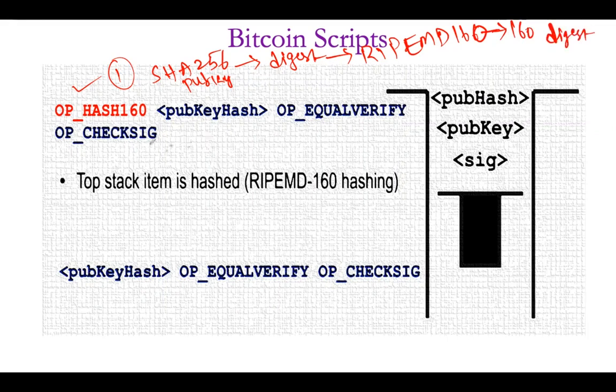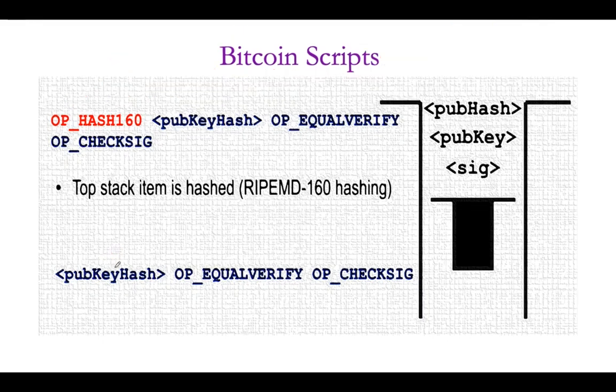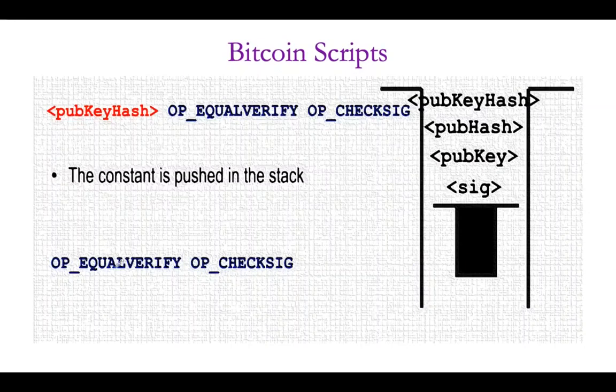Okay. So it performs two operations, two-step operations. The top of the stack item is hashed with the RIPEMD-160 hashing. So now the hash value. After that, what is the instruction? The instruction is to push that key hash into the stack. So your top of the stack will be the pushed hash key.